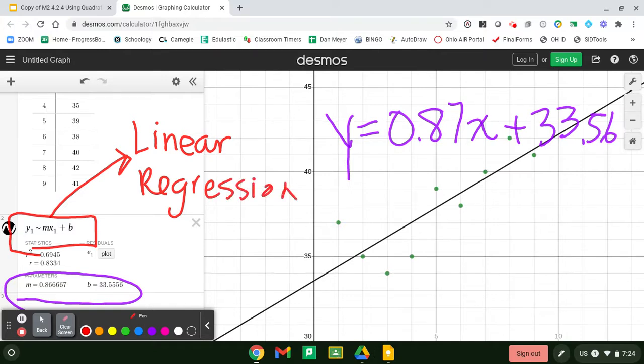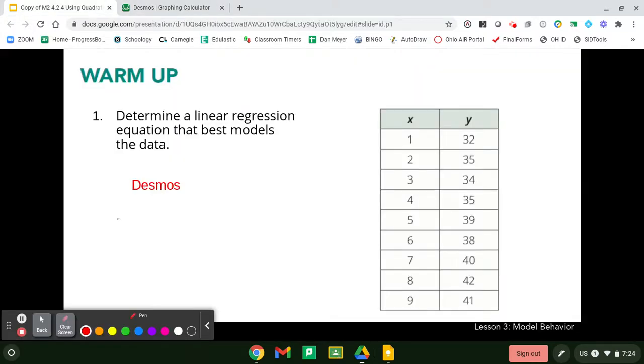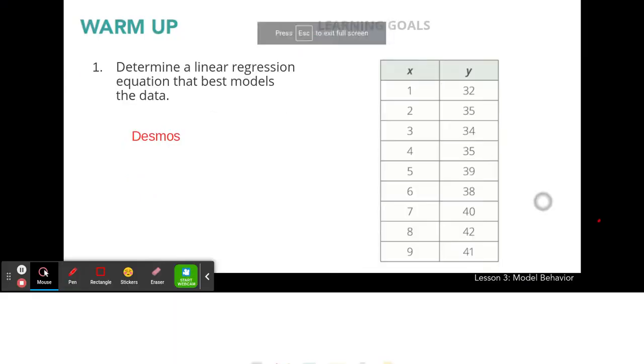So that is the formula that you will use in Desmos anytime you need to find the line of best fit. All right. If you guys needed help on that, you can just pause. Let me go back to my cursor.